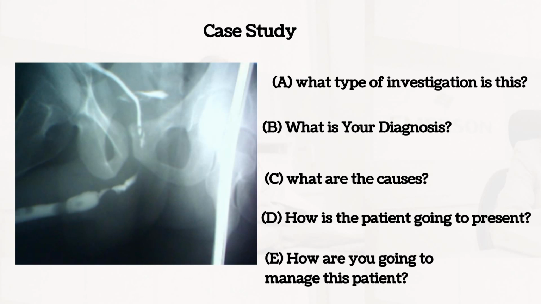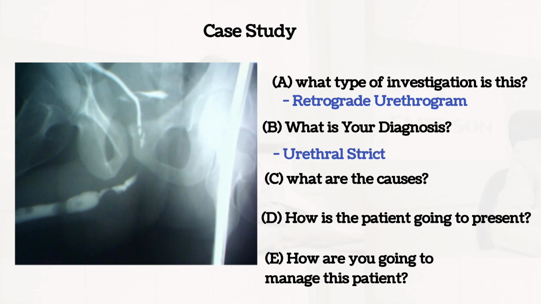This type of investigation we've already gone through. This is more of a recap of a case study. So the type of investigation is a retrograde urethrogram, and the diagnosis is going to be urethral stricture. Then causes, so we're just going to mention causes. We said causes may be congenital or acquired.